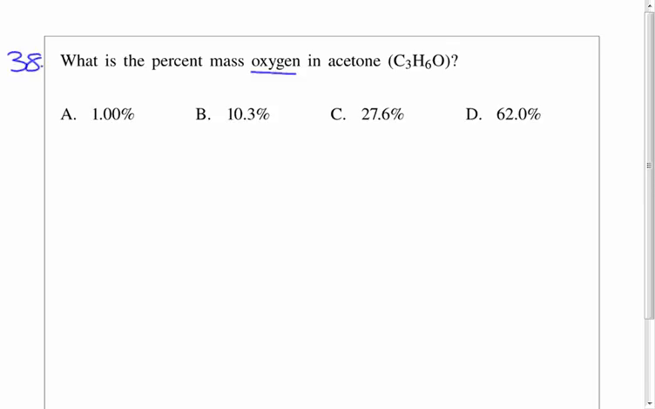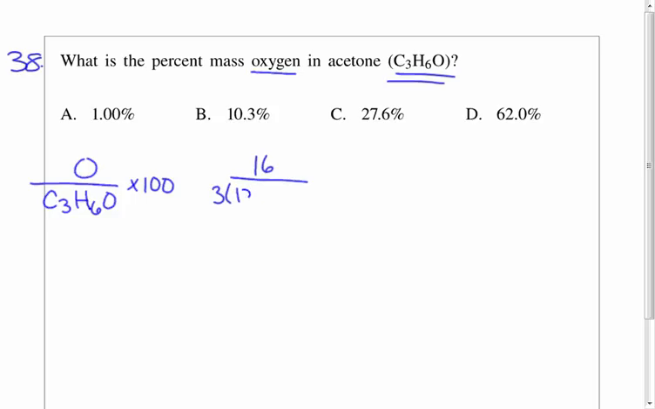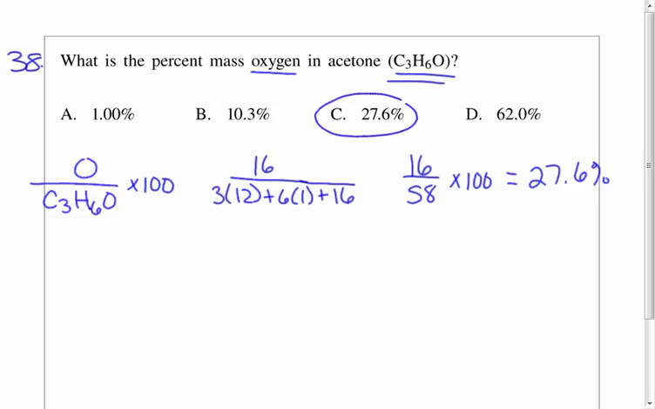38, we want the mass of oxygen in that compound, acetone. So how many oxygens are there? There's just the 1. We'll put it over the whole amount. So oxygen weighs 16. We're going to have 3 carbons, 6 hydrogens, and an oxygen on the bottom. So when we do that calculation on the bottom, we end up with 58. And we should end up with 27.6%.